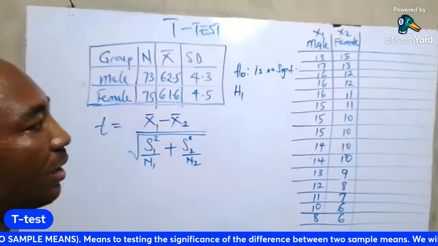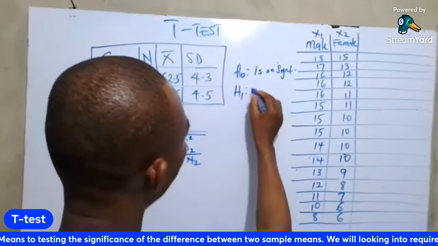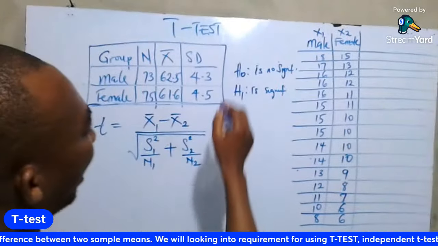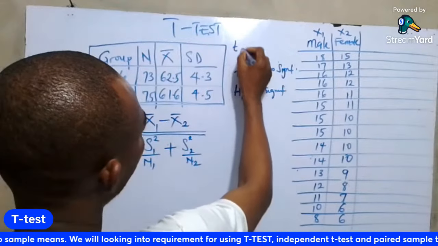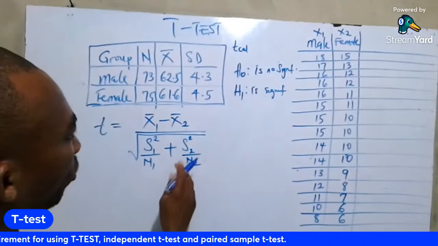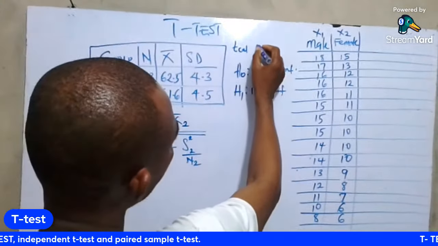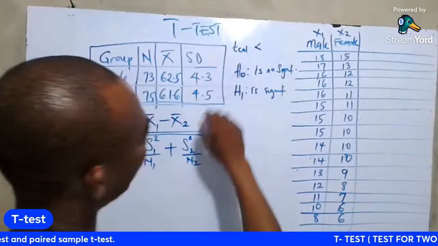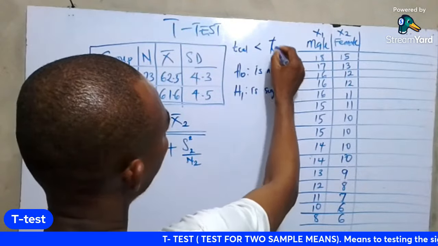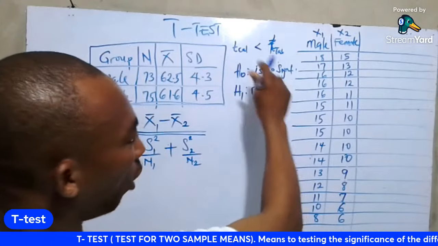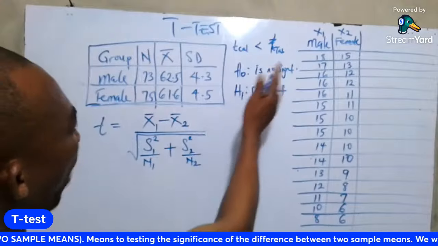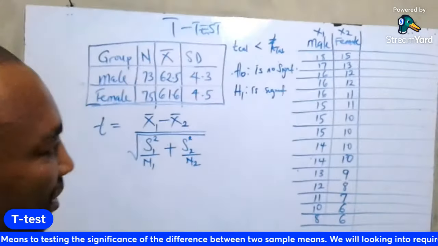Why the second one will say there is a significant difference. By the time we look at the two, if our T calculated, that is whatever value we got here, is lesser than the T table, that is the value we got on the T table, or we say the critical value, then we accept the null hypothesis.